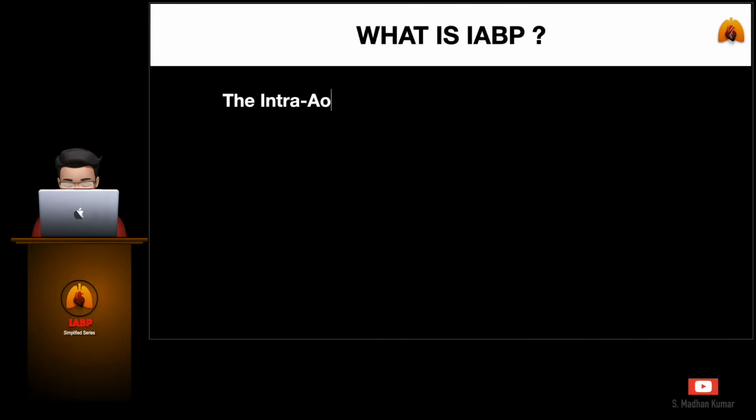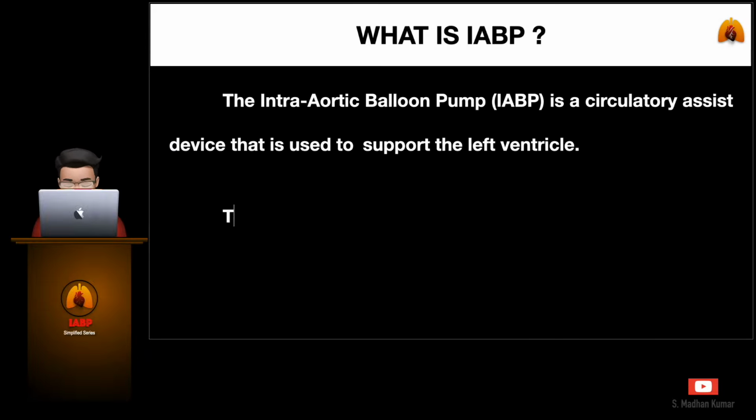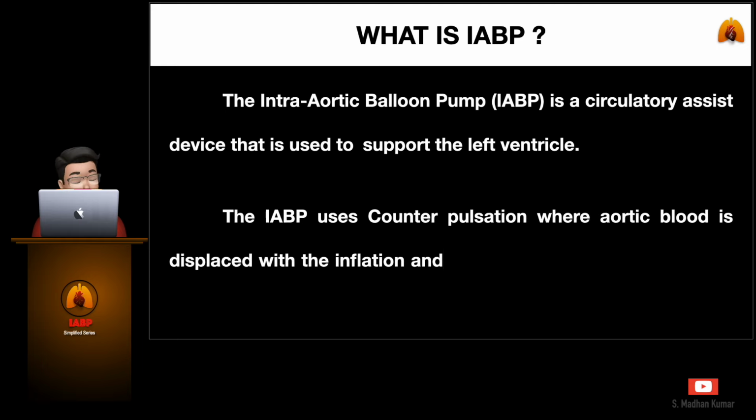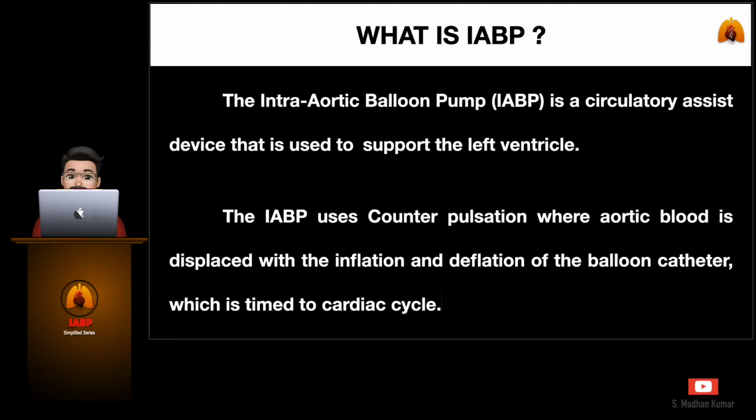What is IABP? The intra-aortic balloon pump is a circulatory assist device that is used to support the left ventricle. The IABP uses counterpulsation where aortic blood is displaced with the inflation and deflation of the balloon catheter, which is timed to the cardiac cycle.